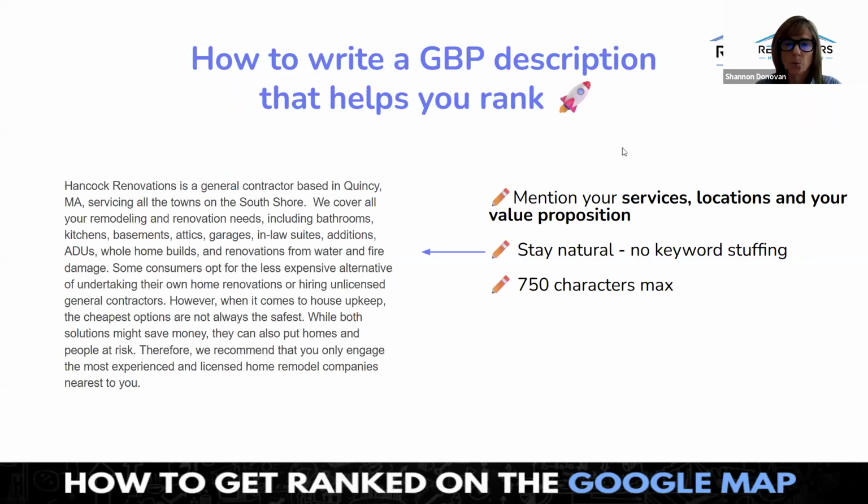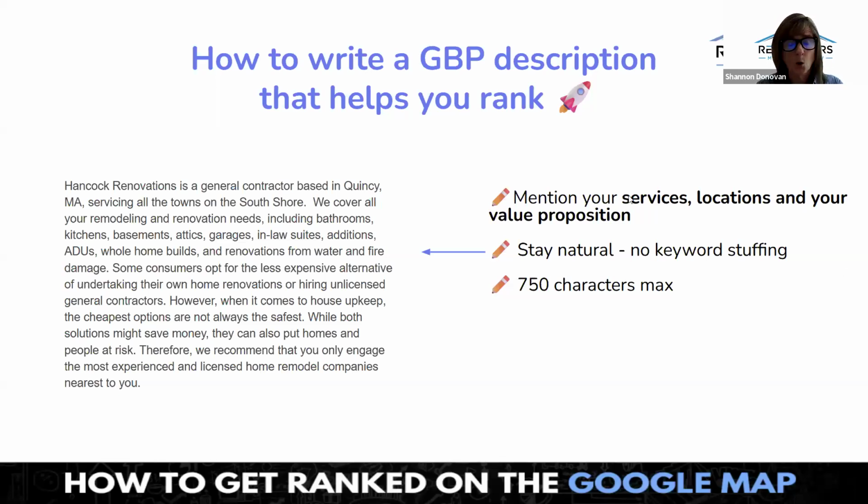Descriptions. You have 750 characters. I think I checked, this is 742 or something like that, so we're really close to using everything. You don't want to keyword stuff. What keyword stuffing means is using the words deck remodeling, kitchen remodeling, bath remodeling over and over again, right? You don't want to do that.